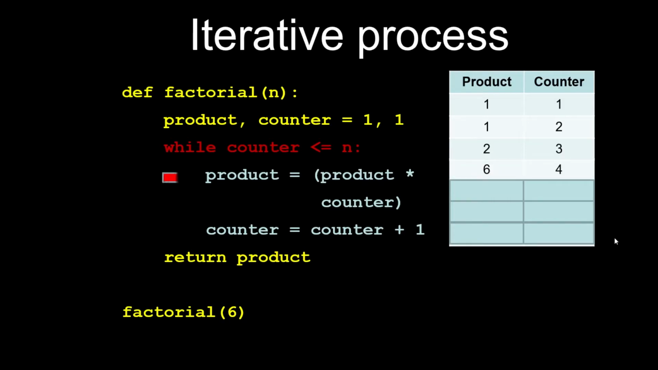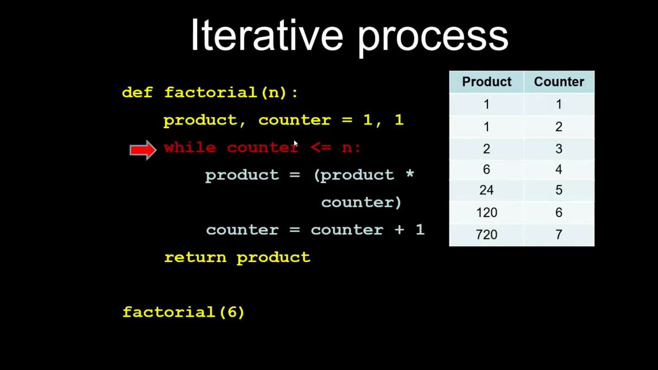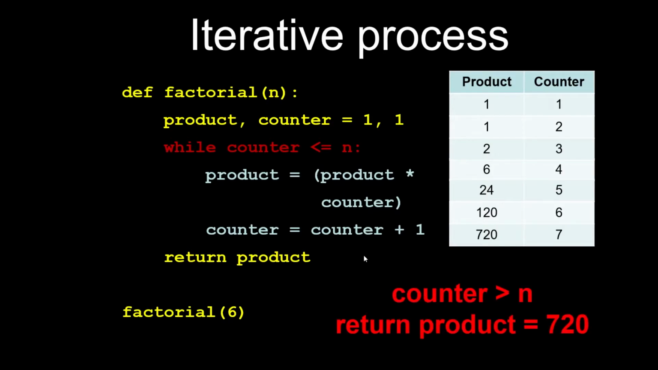So if you keep on running this, you get to a stage where you advance your counter to 7. Once your counter hits 7, you realize, hey, this is larger than my n right now. Once this is not true, your loop will have ended, and then you jump to the next line where you return your product. So your product is 720, right? So this loop will end once the counter is greater than n.